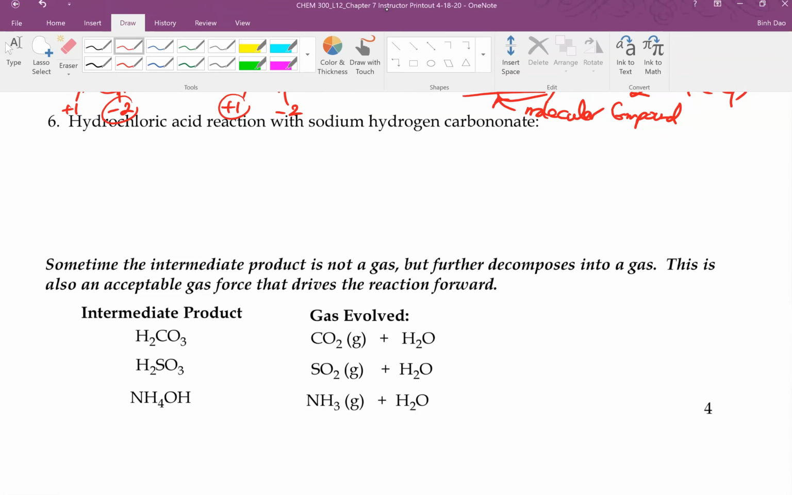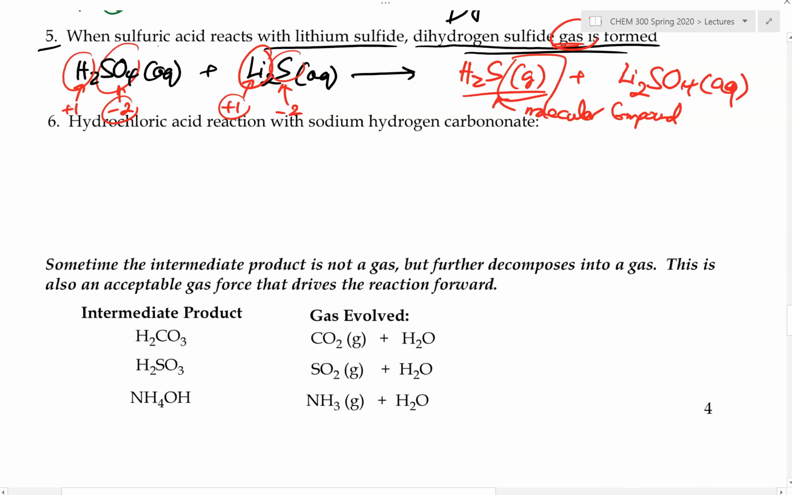And now let's try the last example, example number 6. Hydrochloric acid reacts with sodium hydrogen carbonate. So let's predict the product of this reaction. Hydrochloric acid would be HCl, and this is soluble in water, so it is aqueous, and reacting with sodium hydrogen carbonate. Sodium hydrogen carbonate, NaHCO3, and this is soluble in water as well.